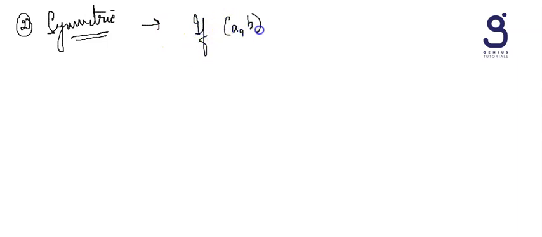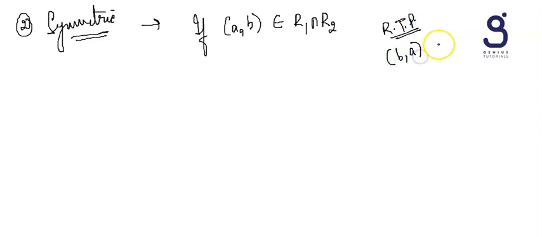Let's move on to the second point. We need to verify whether R1 intersection R2 is symmetric in nature or not. To prove that, we take (a, b) belonging to R1 intersection R2, and what is required to prove here? We need to prove that its inverse, that means (b, a), should also belong to R1 intersection R2. So now let's verify this.